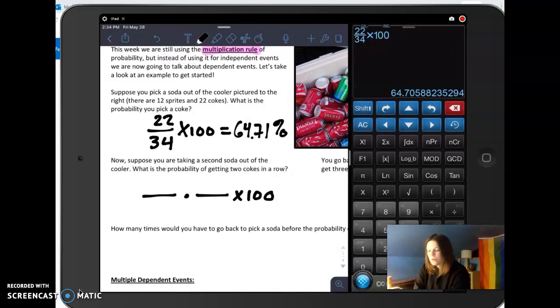The first Coke is the same as the probability would be if you just took one. Then, because we're talking about dependent events, that Coke is now gone, right? You drank it. It is gone. It is not in the cooler anymore. And so, how has your probability changed for your second event? That's why it's not independent, it is dependent. So the probabilities are going to change.